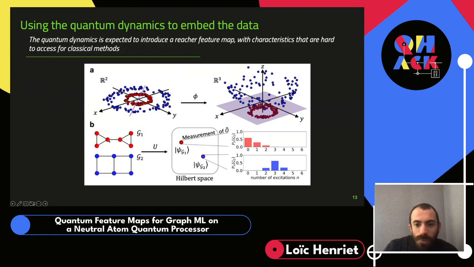The idea is to apply a quantum dynamics to a set of atoms which are arranged in the form of graphs in 2D. It creates some wave functions, and you measure those atoms. From those measurements, you can extract some probability distributions. And simply by looking at the shape of those distributions, you can try to separate the various kinds of graphs. So that's the quantum feature map that we use. It bears a lot of similarity with the classical feature map that you can see here on top.